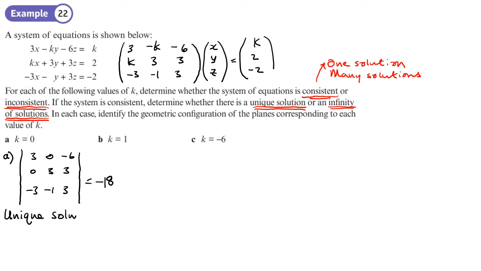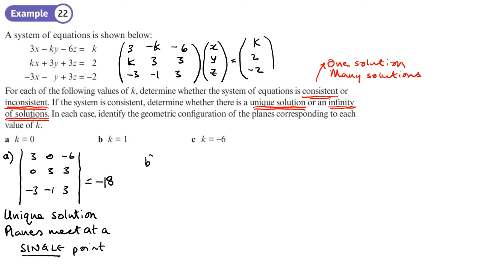For a unique solution, we need to describe this geometrically. That means we need to describe how the planes meet. So unique solution: the planes meet at a single point. We need to describe it in that way.